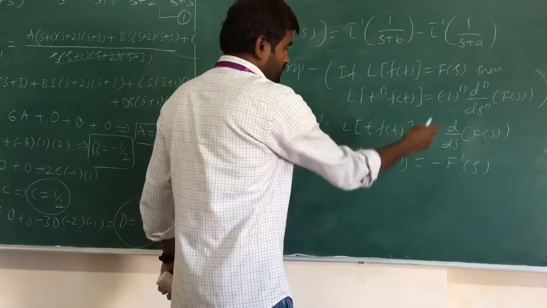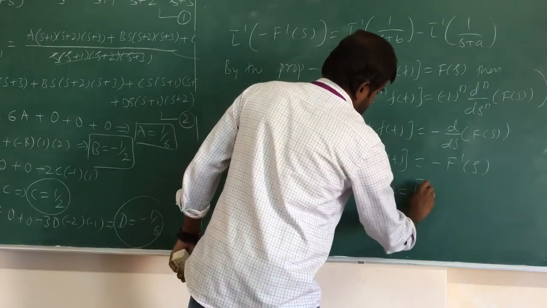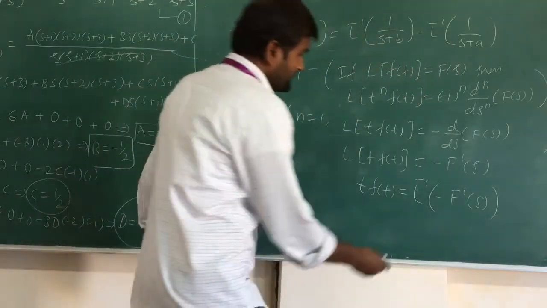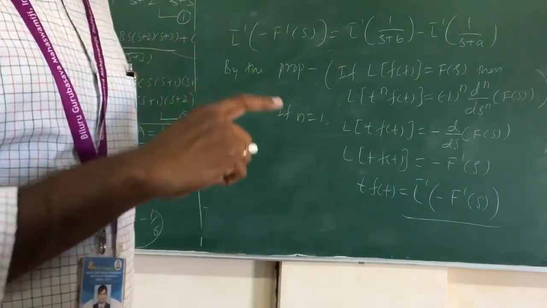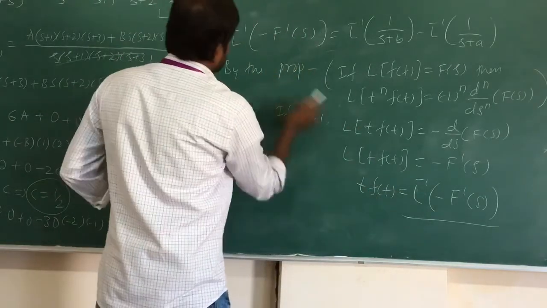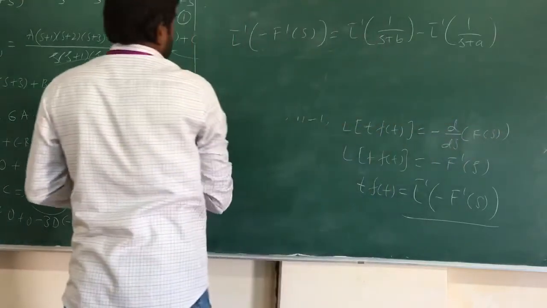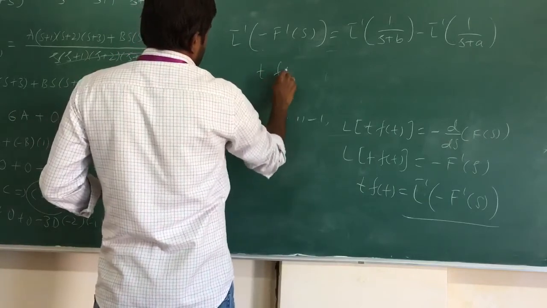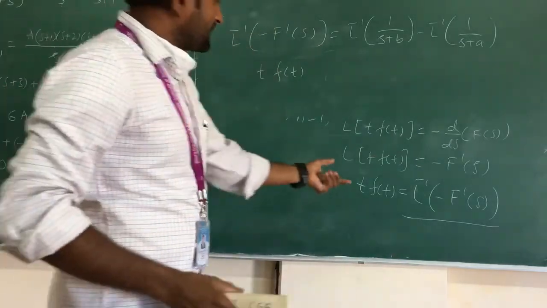So L of t into f of t is minus f dash of s. Therefore L inverse of minus f dash of s is nothing but t into f of t. Using this result here, L inverse of minus f dash of s is t into f of t. You don't need to write all these things, you can keep them in mind.